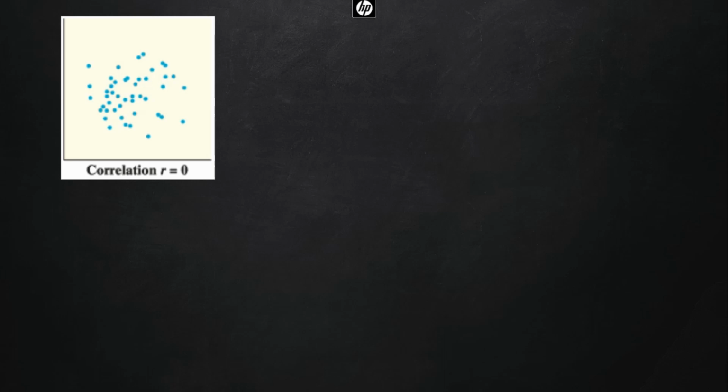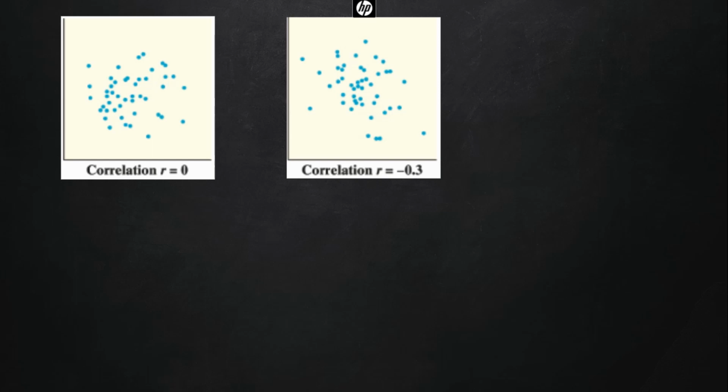Here are some examples of correlation. Here we have a correlation of R equals 0. This would be no linear association whatsoever. You can see here we have some weak association with an R of -0.3. You start to see a little bit of a pattern there. You'll notice it's going in a negative slope direction.